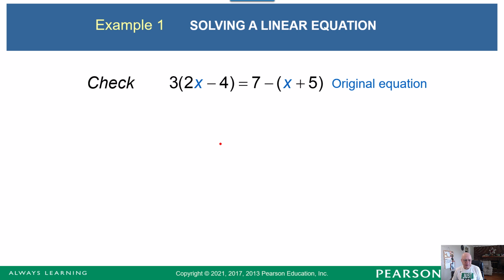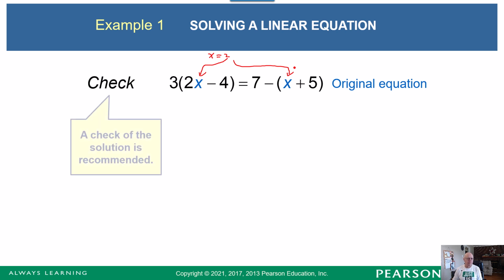So here's the check. Here's where you take that. Remember, we found x equals 2. So we'll take that 2 and put it in for this x, and we'll put it in for this x and make sure it says something perfectly true. Always check, just in case you made a simple mistake, or a complicated mistake for that matter.